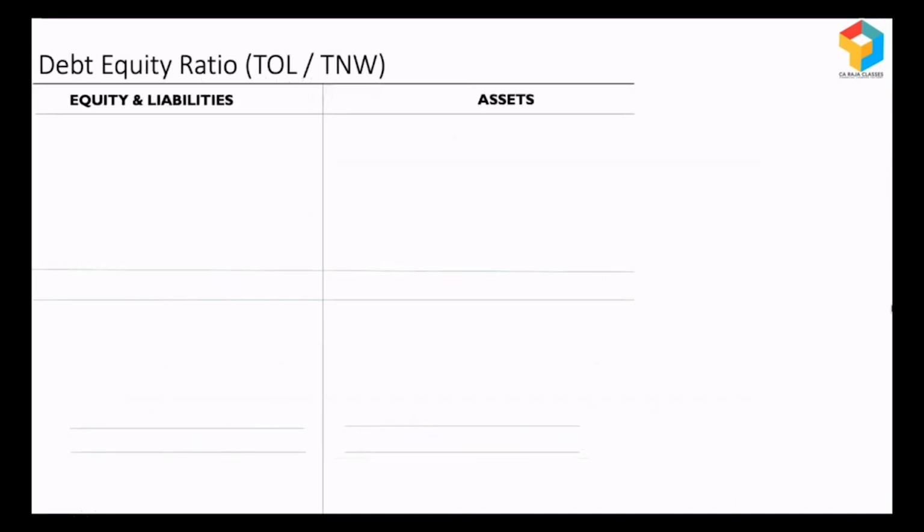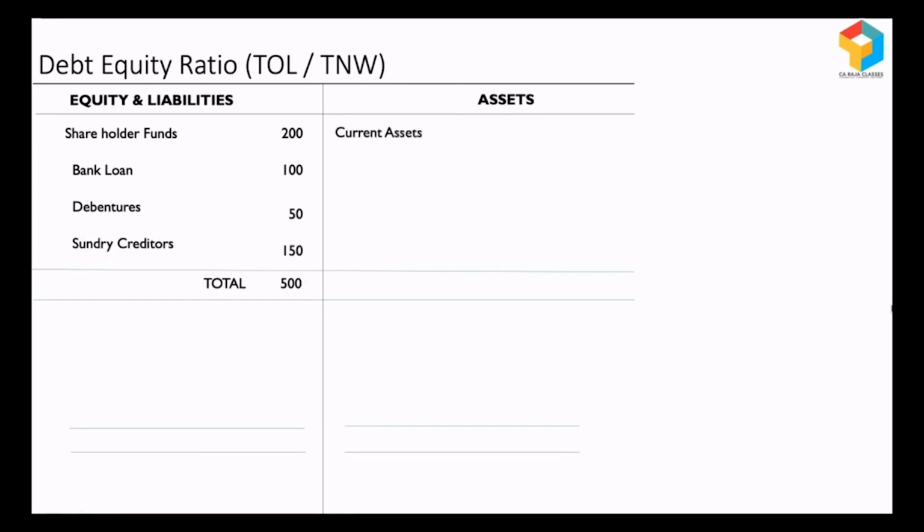So this is one sample balance sheet I'm using. Look, there are shareholder funds 200, bank loan 100, debentures 50, sundry creditors 150, so total is 500. And on the asset side you have current assets 250, fixed assets 150, investment in subsidiary 50, goodwill 50, so total is 500. Now with this balance sheet, let's first calculate our debt equity in the normal way, like what we did earlier.